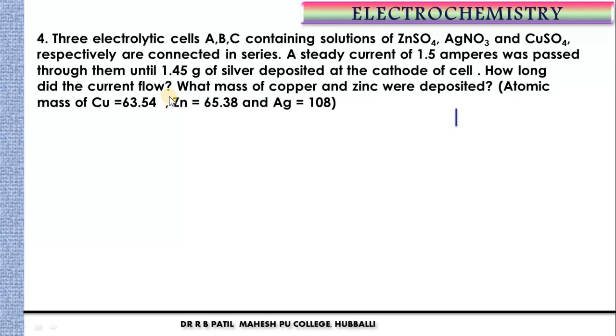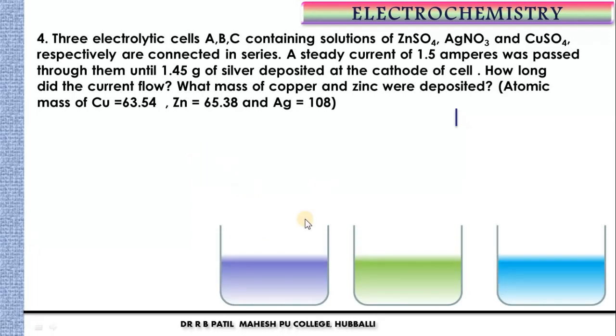We have to find out time. What mass of copper and zinc are deposited? That also we have to find out. They given atomic masses of copper, zinc and silver respectively. So this question has 2 parts. First we have to find out how long current flows, that means we have to find out t, during deposition of this 1.45 gram of silver. And if silver deposits 1.45 grams, then how much copper and zinc is going to deposit, that we have to solve. Let us see one by one.